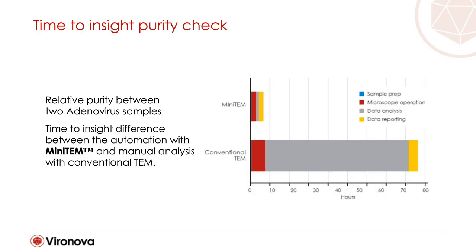As a comparison in time consumption of performing this analysis, we have sample preparation taking about 15 minutes. Microscope usage takes the MiniTEM about an hour, which is automated, leaving the analyst to perform other tasks, compared with a manual operation of a few hours to collect enough images.